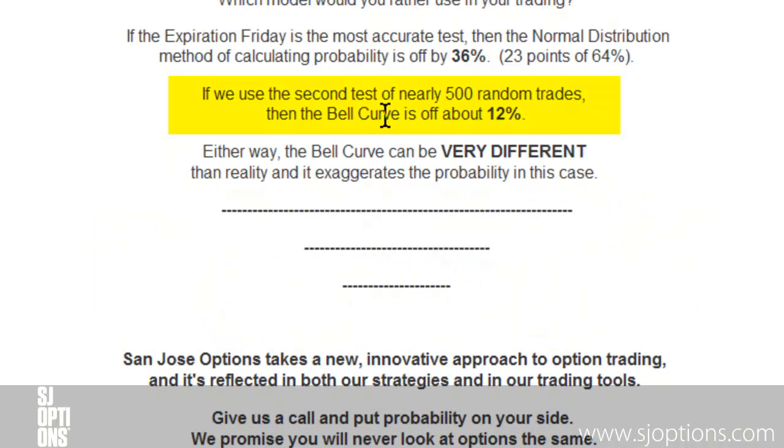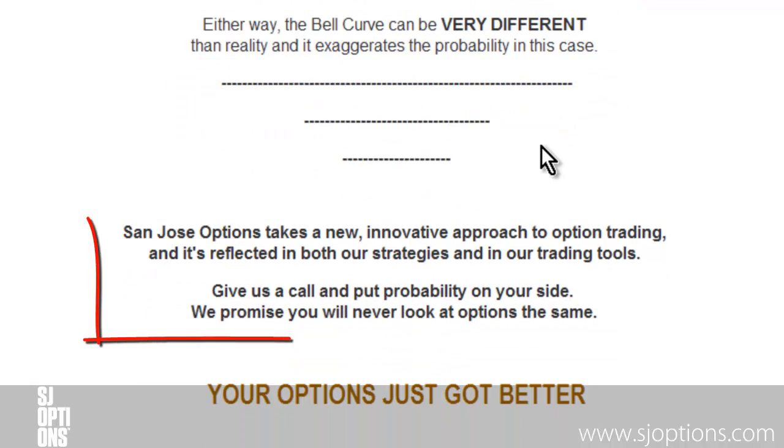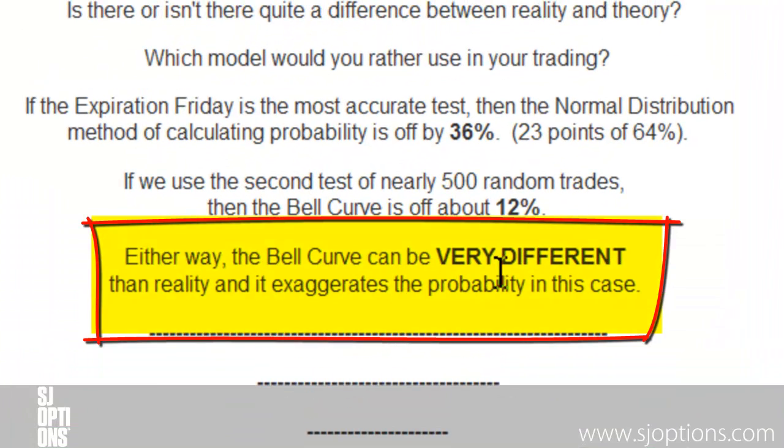If we use the second test of nearly 500 random trades, these all expired on Fridays too, but we just used all the Fridays that we could gather. Then the bell curve was off about 12%. That's still quite a difference. Either way, the bell curve can be very different than reality. And in this case, it's really exaggerating that probability.